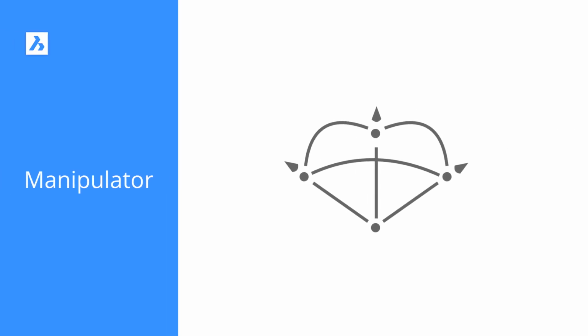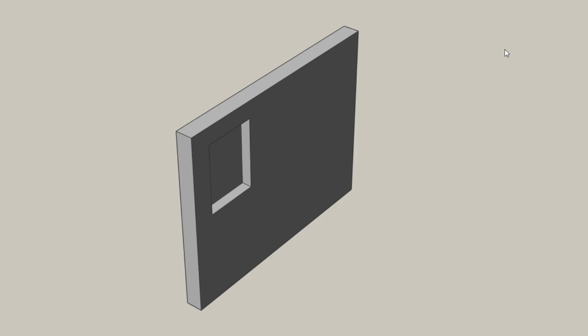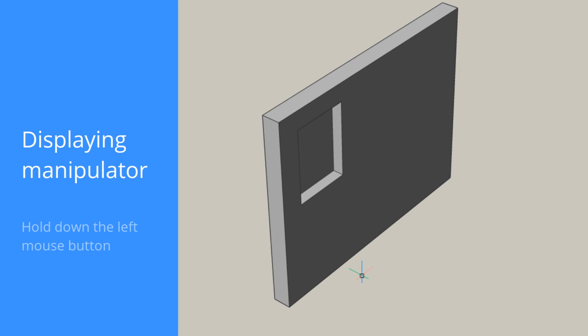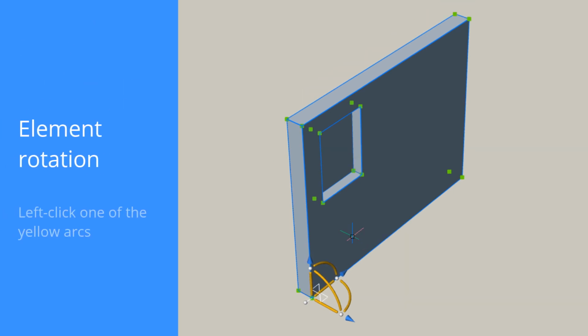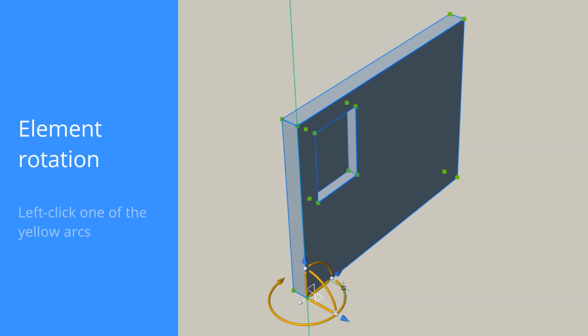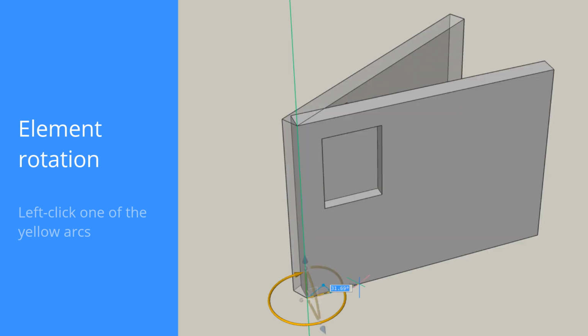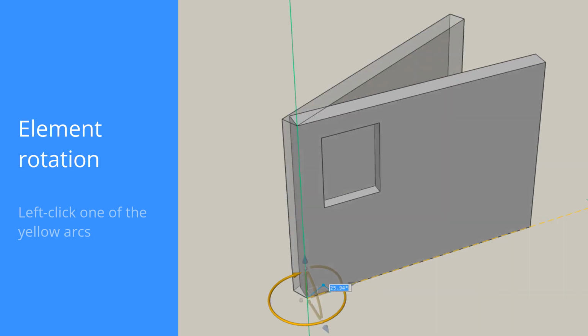The manipulator in BricsCAD Sketch is a visual tool that rotates, moves, or mirrors solid elements around or along a single axis. Press and hold the Control key, move the cursor to the element of choice, and left-click. By holding down the left mouse button slightly longer, the manipulator should appear. Move the cursor onto one of the 3 manipulator arcs and left-click to rotate your solid.